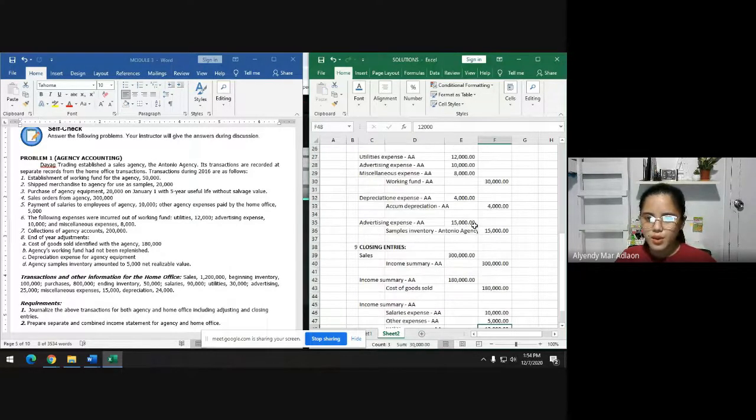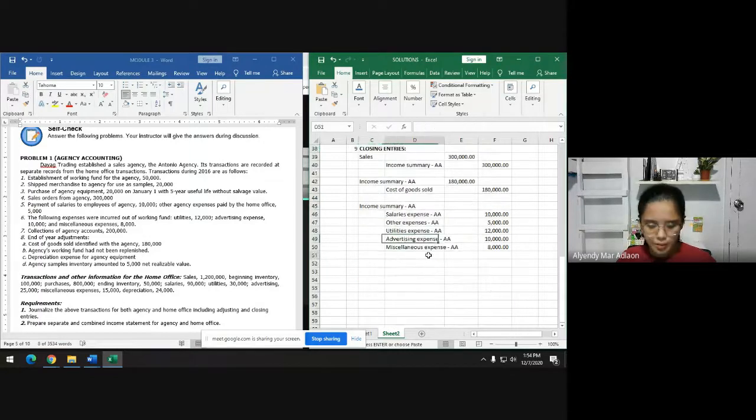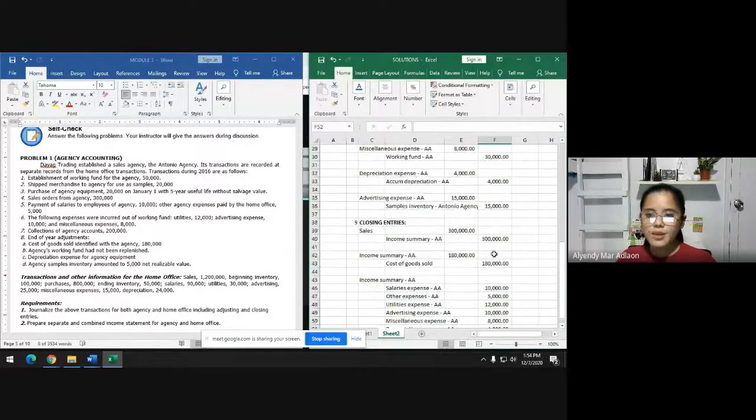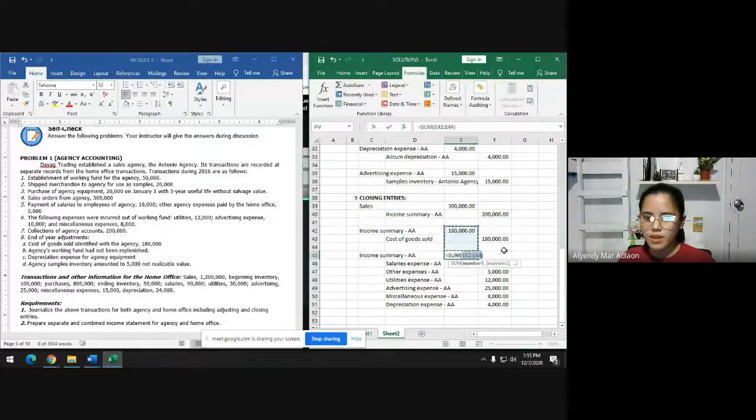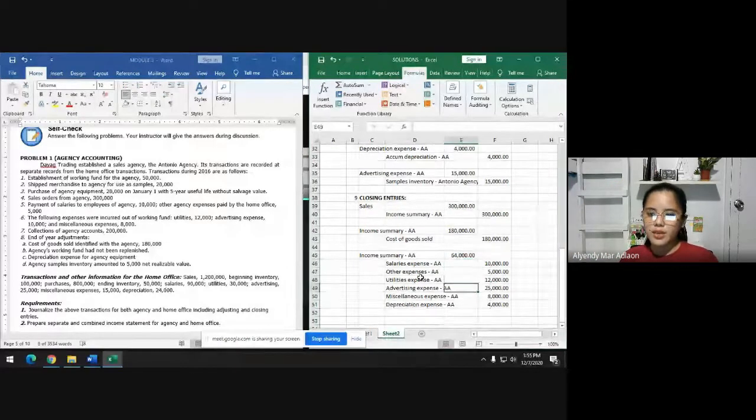And then we also have depreciation expense. Okay, depreciation expense of 4,000 pesos. And then we have advertising expense of 15,000, so we will add it to the earlier advertising expense. So plus 15,000 pesos. So how much is the total expenses? You just add everything. That is 64,000 pesos. Okay, so that is income summary.